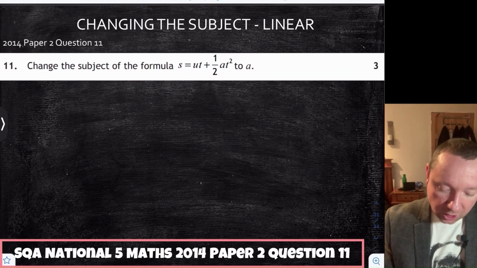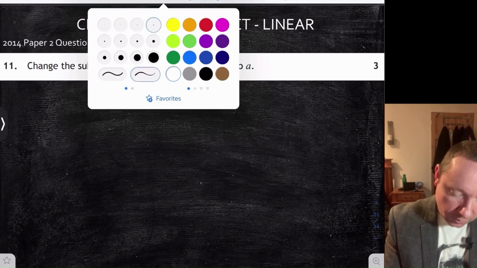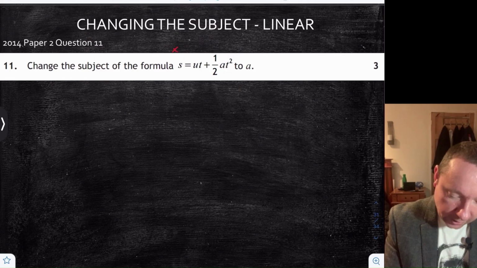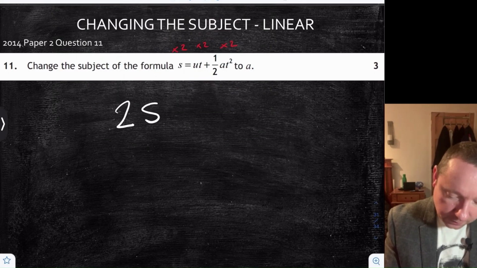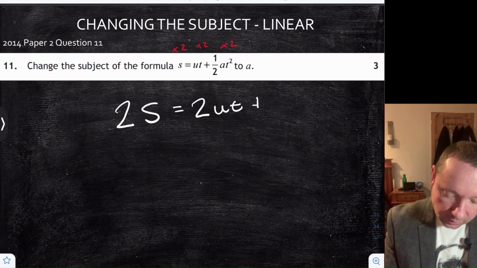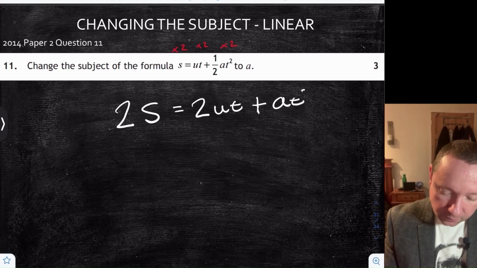2014, paper 2, question 11. So this time we have to change the subject to a, but there is a fraction. So I'm going to times everything by 2. So being very careful, but note this down. This will get times by 2, but so will this one, and then so will this one. So we end up with 2s equals 2ut plus 2 times a half is 1, so just at squared.